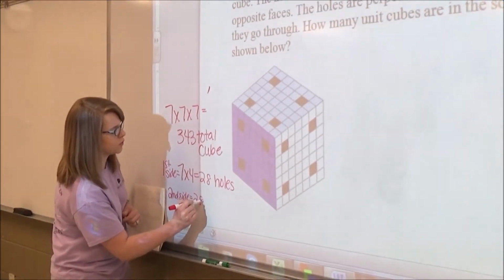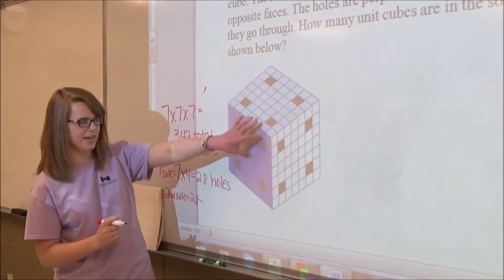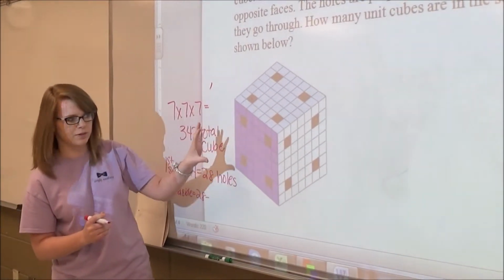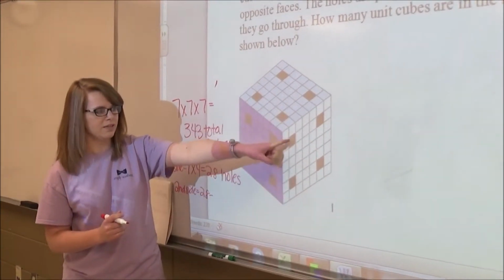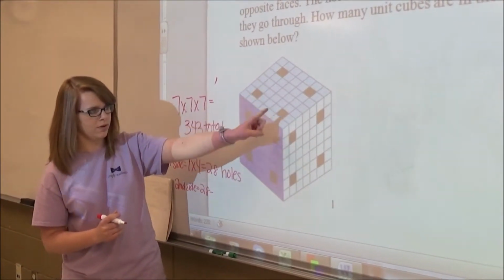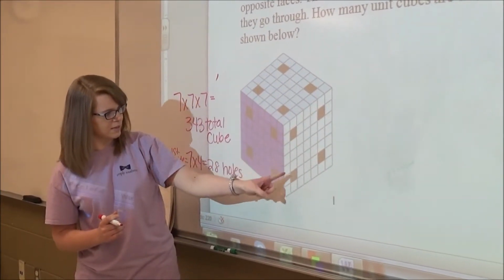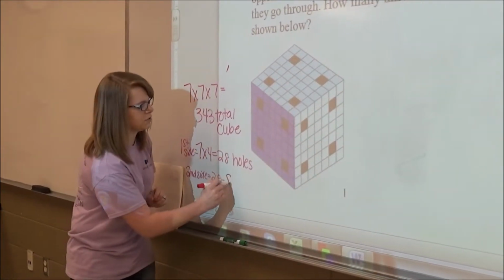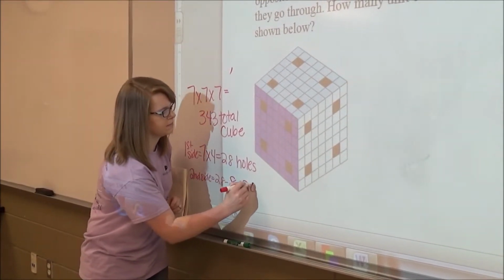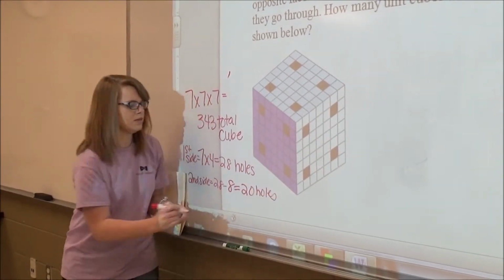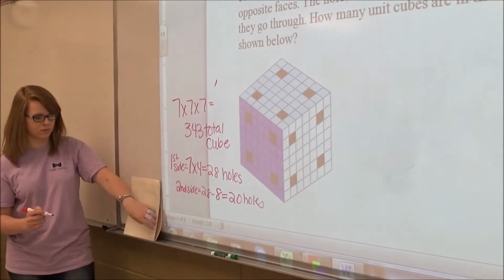So it starts with 28, but then we have to subtract where it hits these other holes that have already been drilled through this way. So this one will hit 1, 2. This one will hit 3, 4, 5, 6, 7, 8. So we're going to subtract the 8 that it misses. So that side has 20 holes.